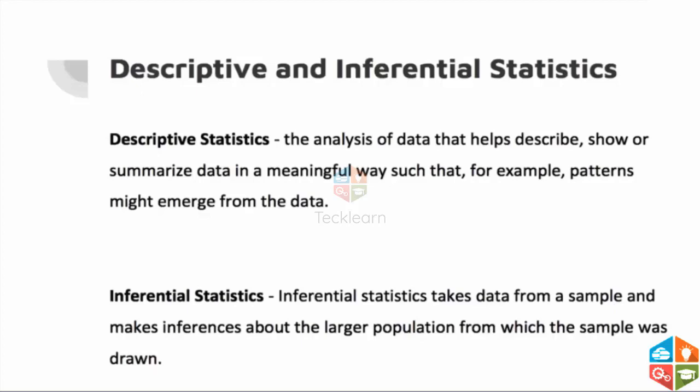Inferential statistics take the data from the sample and make inferences about the larger population from which the sample was drawn, right? The goal of inferential statistics is to draw conclusions from a sample and generalize them to a population. So we need to have confidence that our sample accurately reflects the population. That is the reason sampling techniques are very important, because the sample data set that we have taken should reflect the whole population.